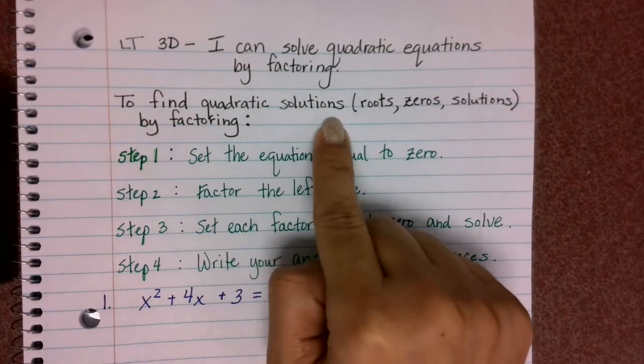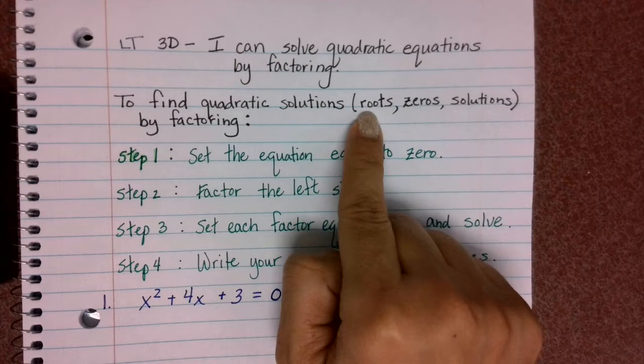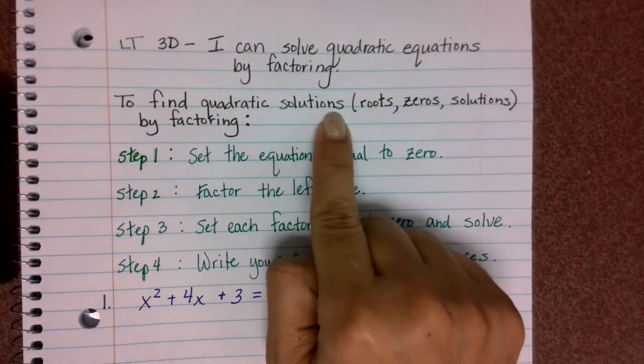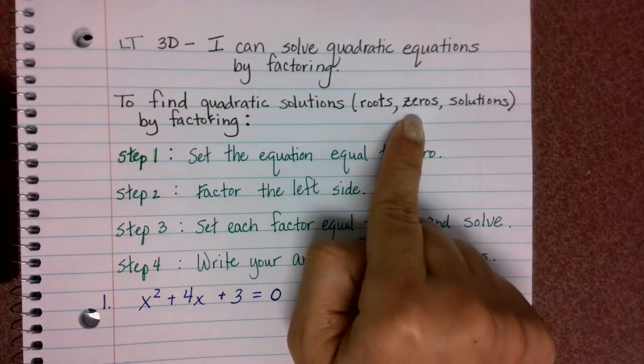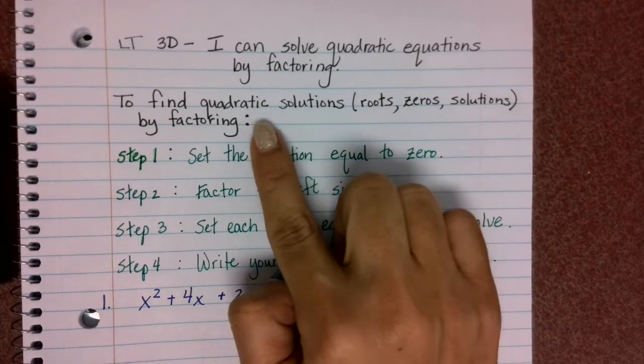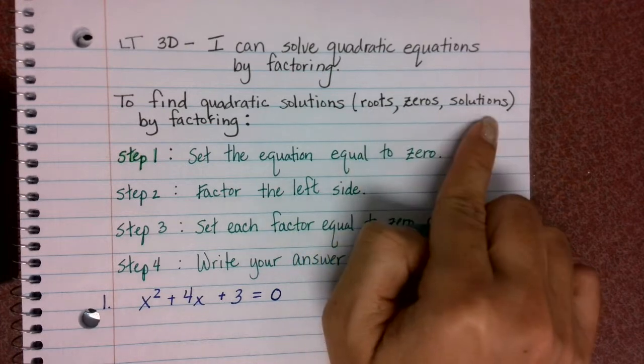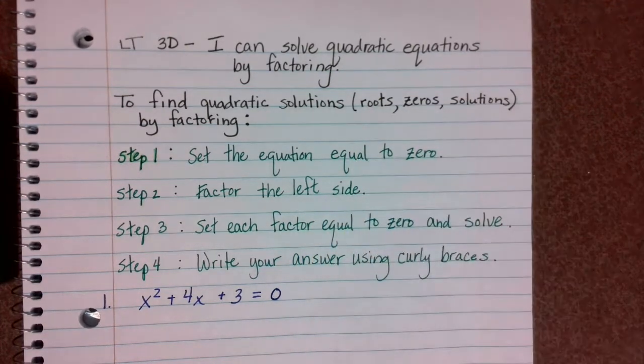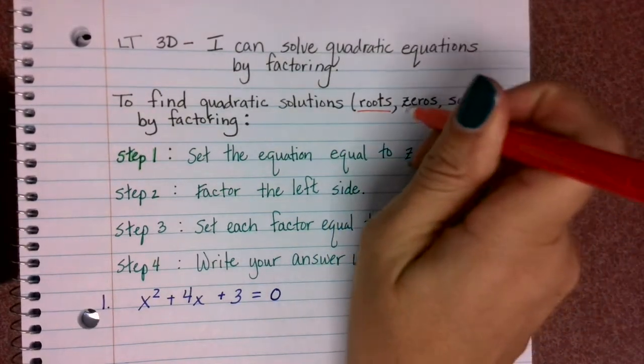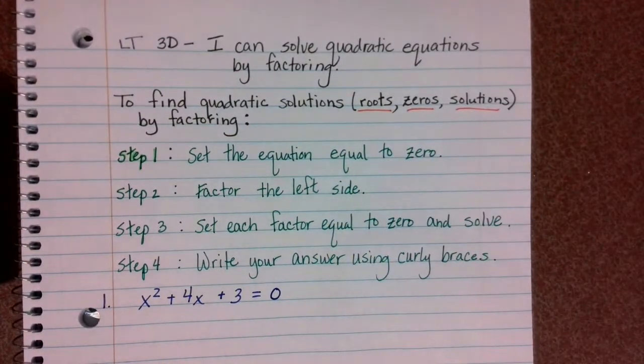Another name for quadratic solutions is roots. So you might get a question that says, find the roots to this quadratic equation. It just means find the solutions. Another name to call solutions is zeros. So quadratic equations have roots, zeros, or solutions, and they're all the same thing. So that is a little bit of vocabulary for you. All right, let me underline this in red so you know that these are some vocabulary words.